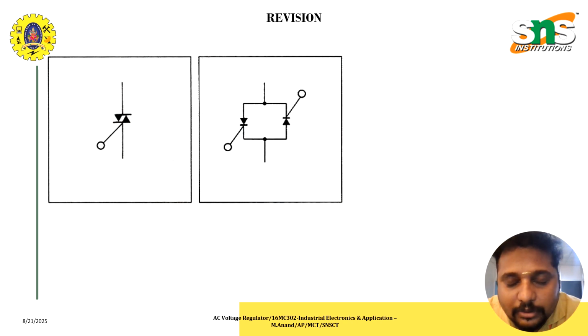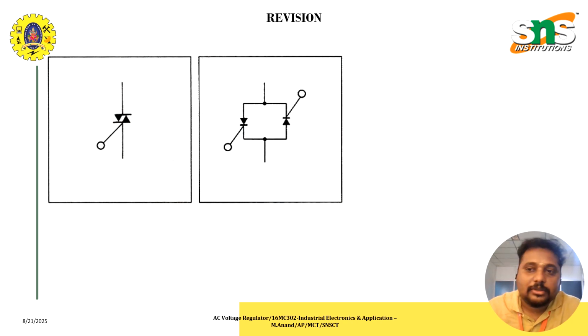Beyond 1000 volts, the breakdown region will be activated, and the device will not act as a solid state, semiconductor device. It acts as a conducting device. So the maximum power rating of the triac is 1000 volts.